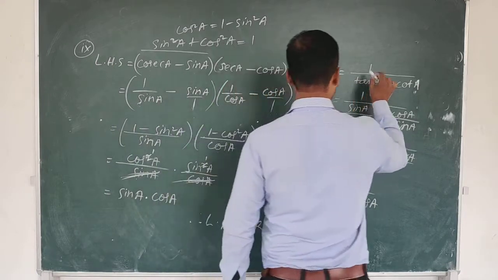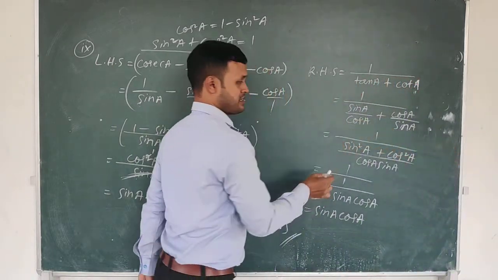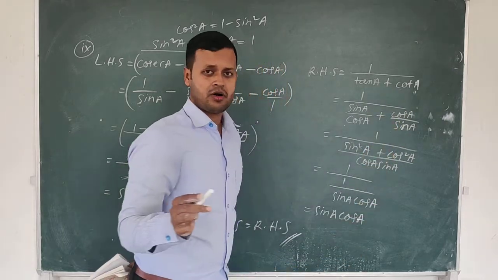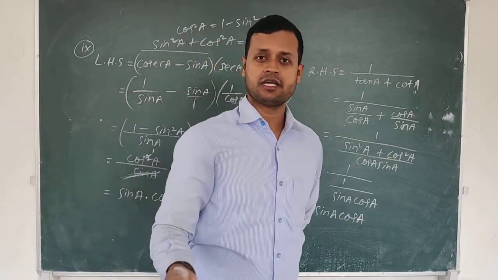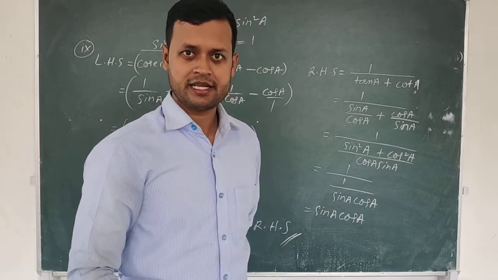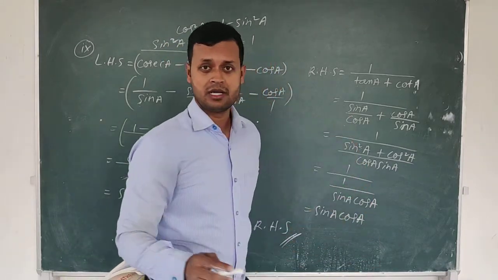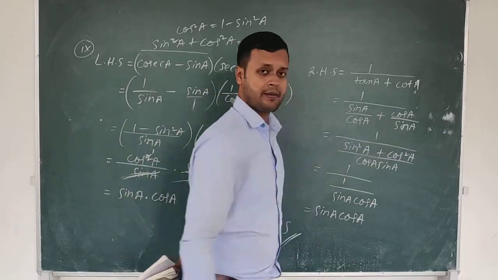And the right hand side, you see, is 1 by tan A plus cot A. So tan A means what? Sin A by cos A. Cot A means cos A by sin A, because if tan A is equal to sin A by cos A, cot is the reciprocal of tan. So if tan means sin by cos, then cot will be cos by sin.